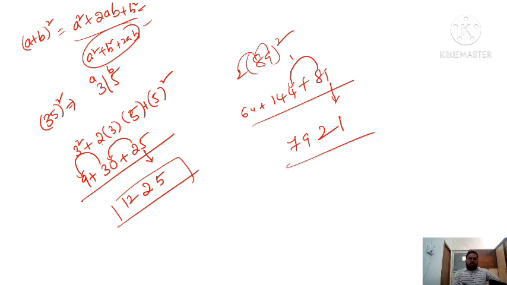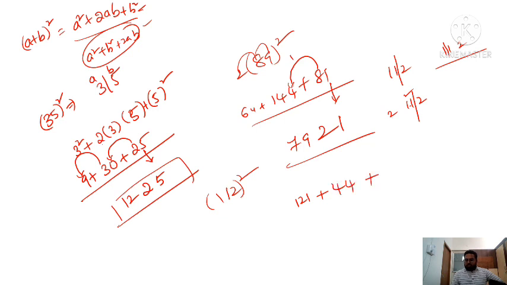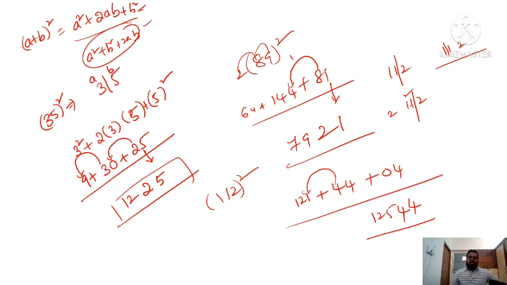Easy way. If these are two digits, and in case of three digits, 112 whole square. You can divide 112 in this way or this way. Your wish, you can take anything, you will get the same answer. First divide 112 like this. First 11 square is 121. Next, 2 into 11 into 2 is 44. Next, 2 square is 4. This 4 is added to 121. So 12544. You have to practice more questions.